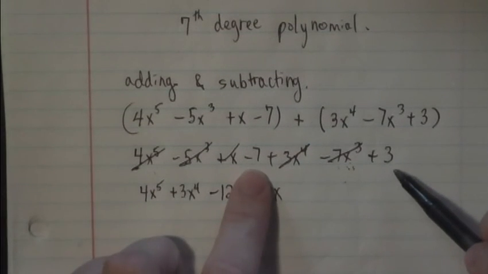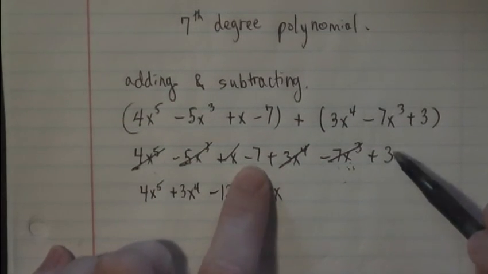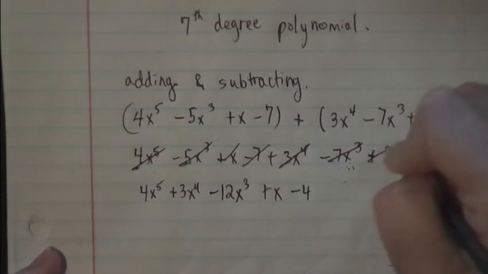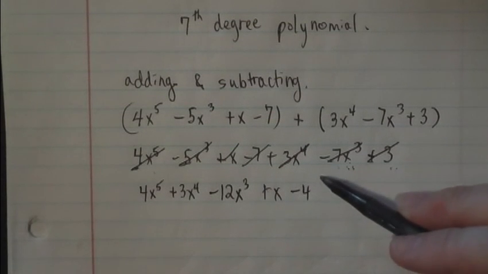And then constant terms come last, and so I have minus 7 plus 3, so I get minus 4. Cross them out as you go. Remember to take your negatives with you.